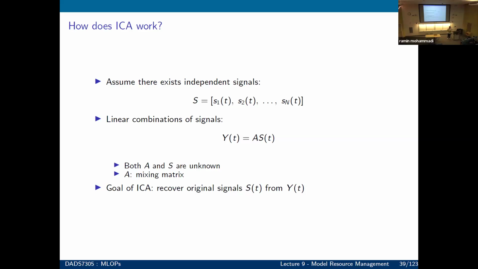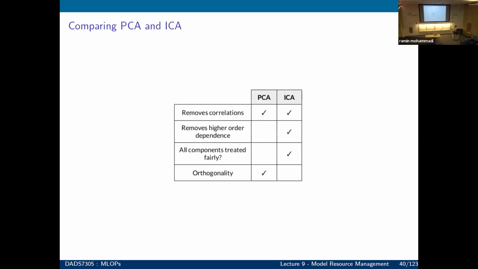So if you want to reduce the dimension, or select a specific component, like a music instrument from a song, you need to recover S, and then from S you can pick whatever is important for your data. Okay, so that's the idea of ICA. And again, PCA just focuses on correlation. ICA does correlation and higher order dependence. All components are treated fairly, and it is not orthogonal. Can anyone tell me why PCA doesn't treat everything fairly?